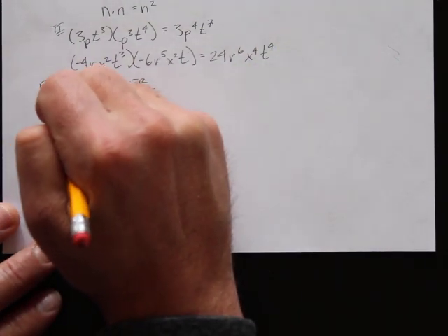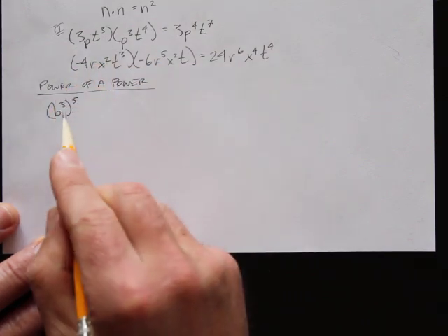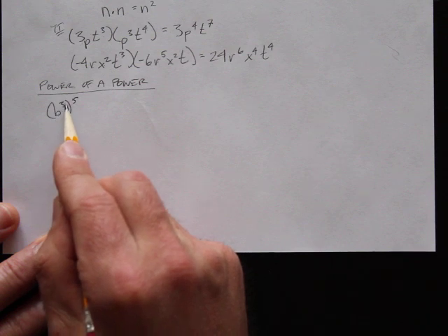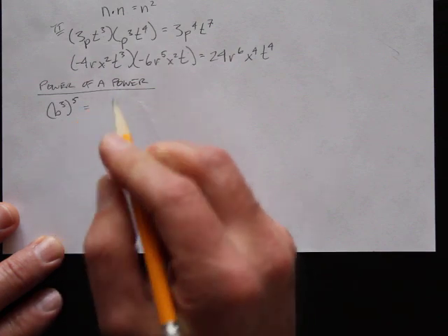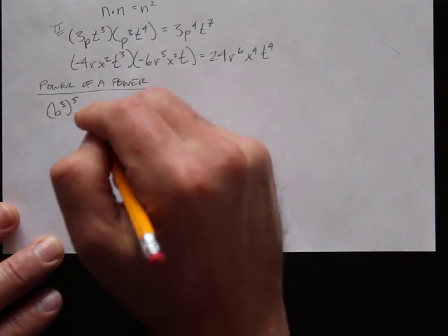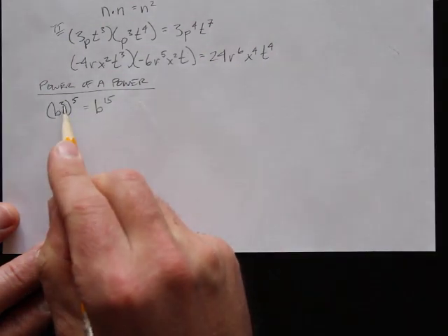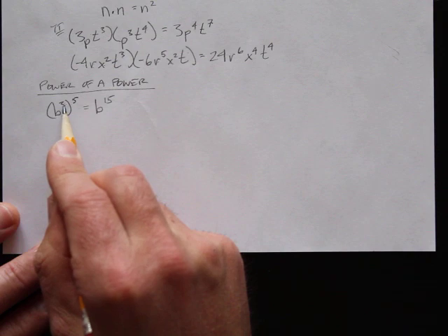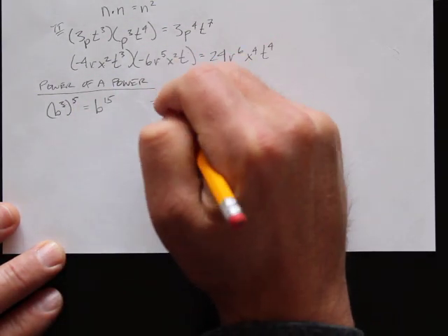If I have b to the third power, and I raise it to the fifth power, notice I'm not multiplying by b to the fifth. I'm taking b to the third, and I'm raising it again to the fifth. When I do that, then I multiply the powers, b to the 15th. If it was b to the third times b to the fifth, I would get b to the 8th. But this is b to the third 5 times. So really, it looks like this.